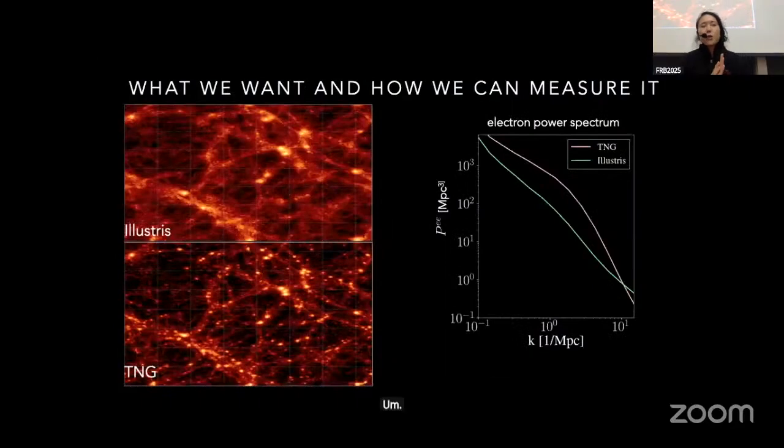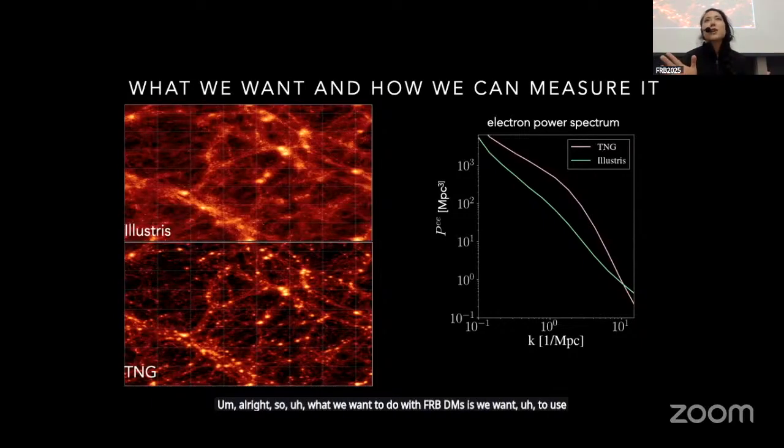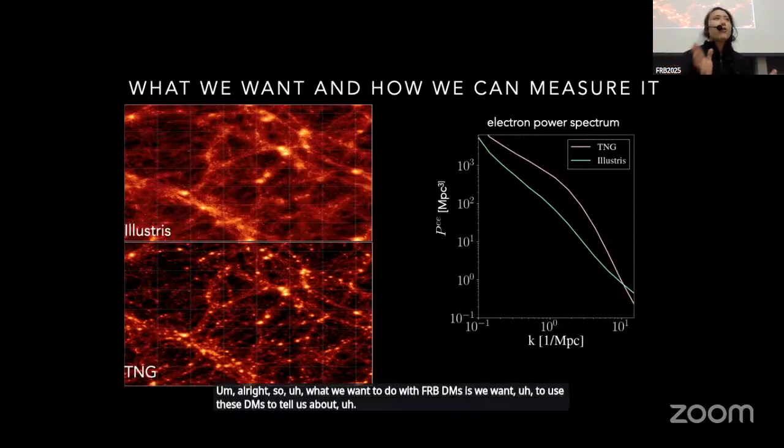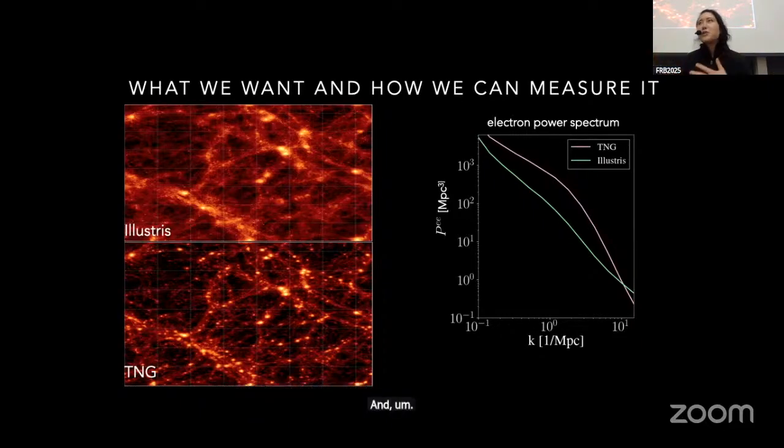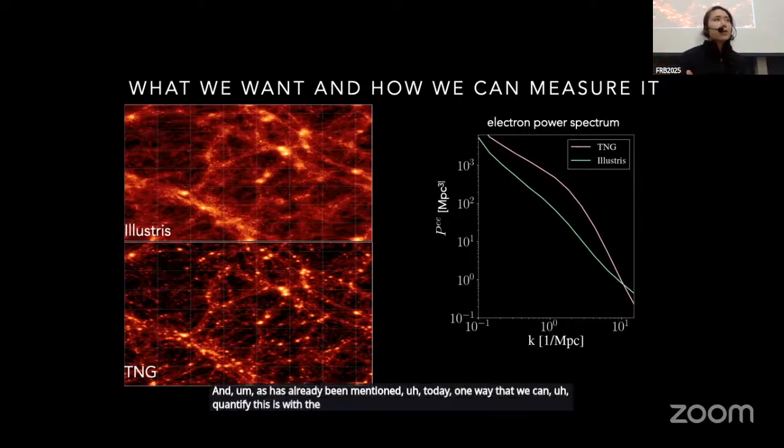All right, so what we want to do with FRB DMs is we want to use these DMs to tell us about the spatial distribution of electrons in our universe. And as has already been mentioned today, one way that we can quantify this is with the electron power spectrum measurement, which just tells us how much electrons are clustering on different spatial scales.